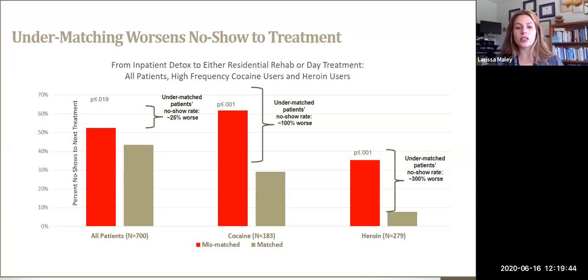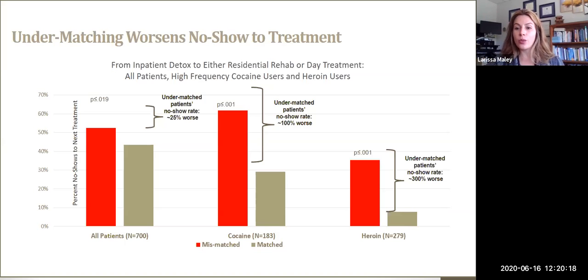This is one study that shows how undermatching really worsens no-show to treatment. So if someone comes into my office and I assess them and I give them my standard approach, which is what I offer, but they actually need a much higher level of care, then they're going to continue to remain symptomatic. They're probably not going to return to the care that I'm providing because it's not the right match. It's not what they need right now. And the same would be true if I overmatch. So if I provide them too high a restricted level.